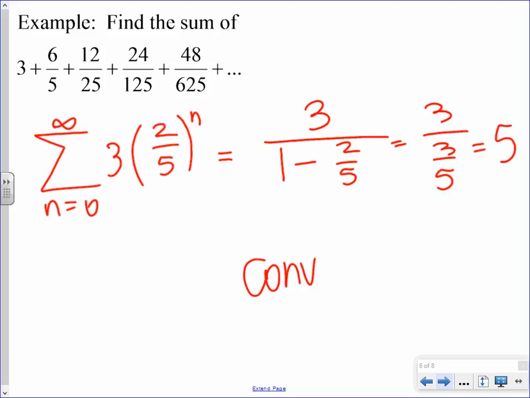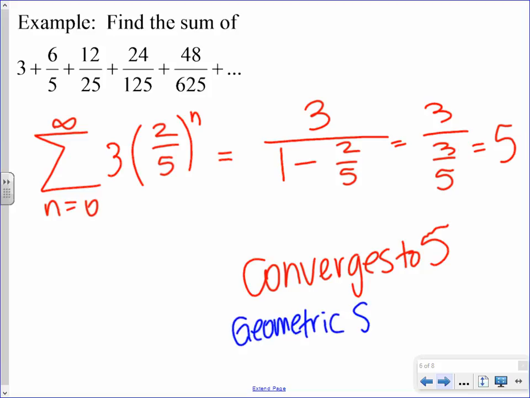We know that this series converges to 5. Now, eventually, you're going to have to give a reason for every single series why it converges and why it doesn't. So let's start that now. This converges to 5 because it is a geometric series where the absolute value of r is between 0 and 1.